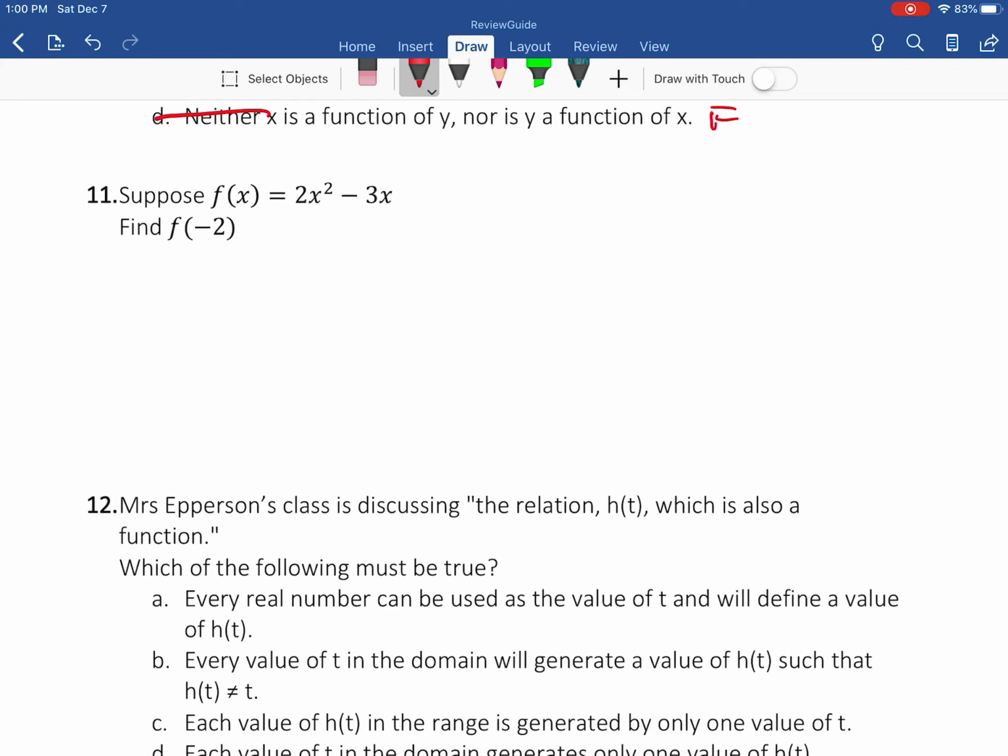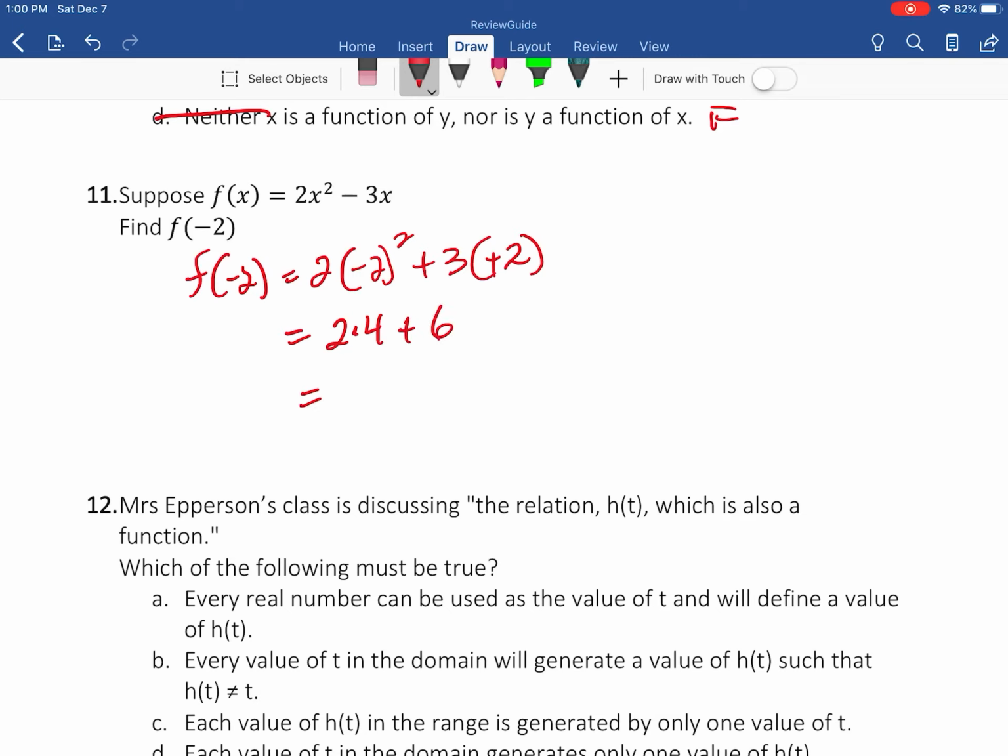Number 11, all we're doing is plugging in. When we have f of negative 2, that means we're plugging that in for the x. So I'm going to say f of negative 2 is equal to 2 times negative 2 squared minus 3 times negative 2. This gives me 2 times 4 minus 3 times negative 2, and a negative times a negative gives you a positive, so that becomes plus 6. So that gives me 8 plus 6, and 8 plus 6 will give you 14. So f of negative 2 is equal to 14.